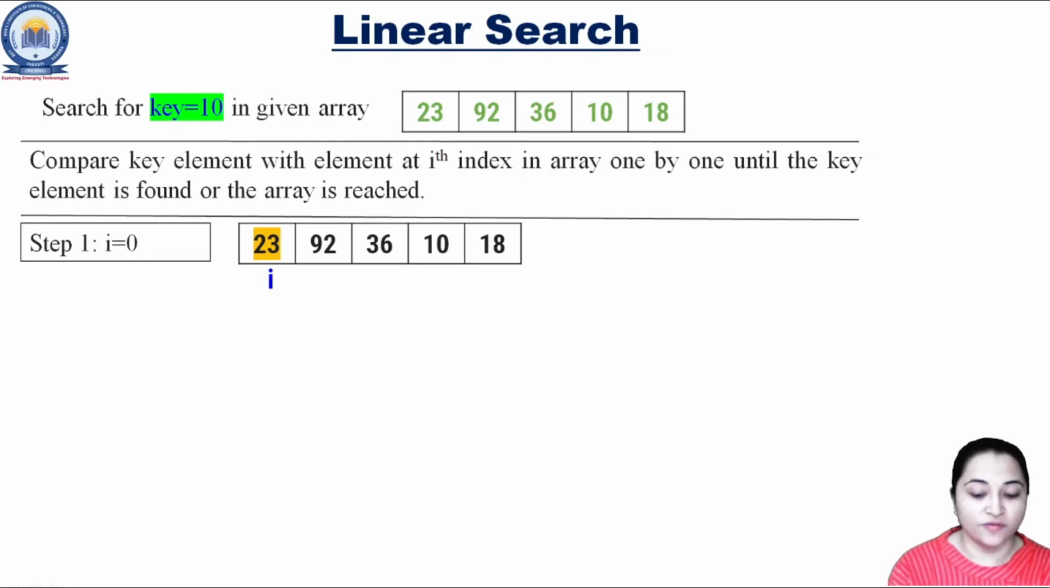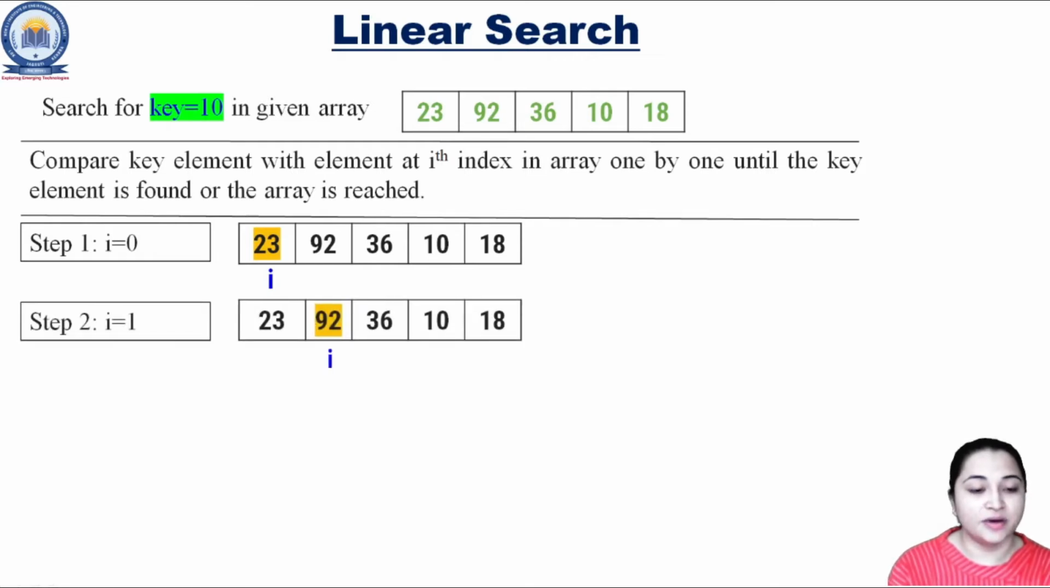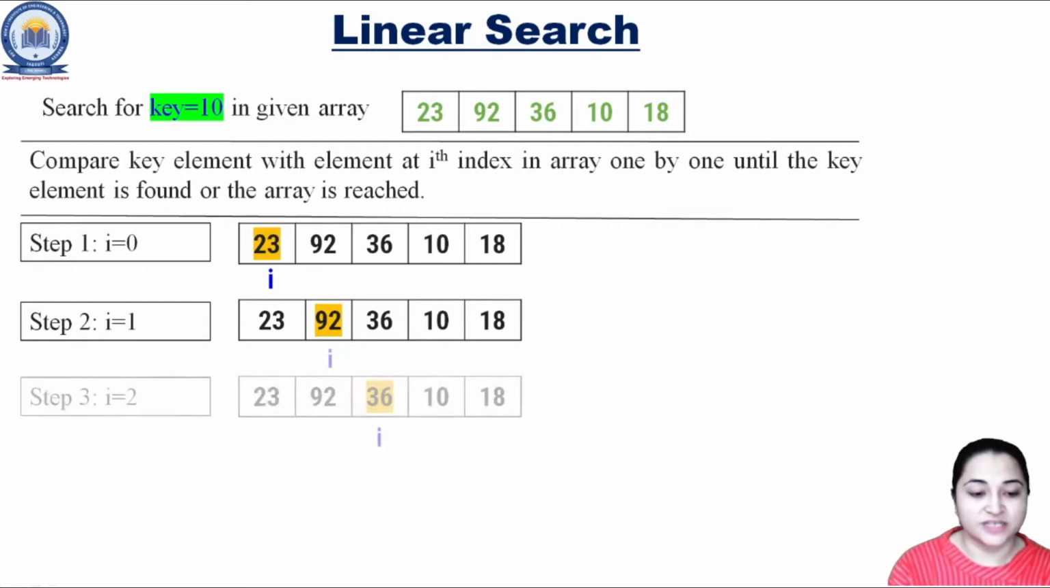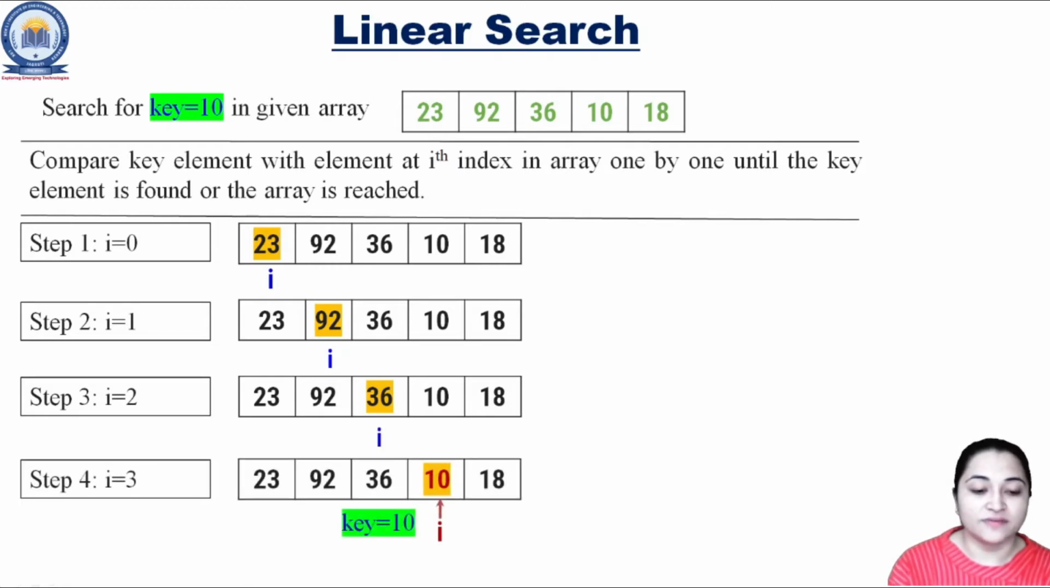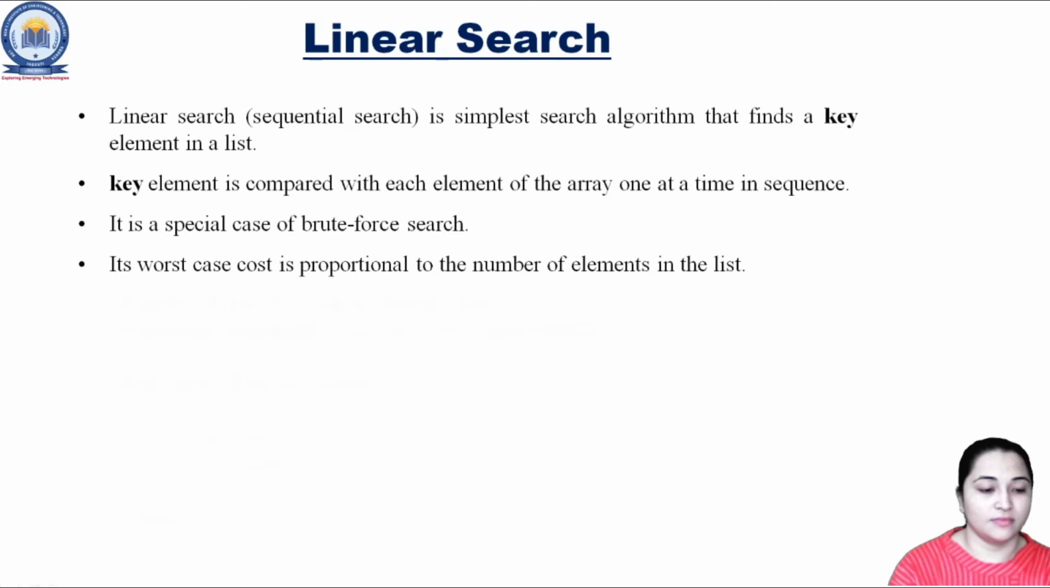So we will move forward, and in the next step, i will be incremented by 1, and now we will compare the key, which is 10, with 92. It is not a match, so we will again move forward. Again, 10 is not equal to 36, so we will move forward. Now we got the element 10 at index 3. When our i is at index 3, we got the key element 10. So in that case, we will return the index. Okay, so the element 10 is found at the ith index, and that index is 3.